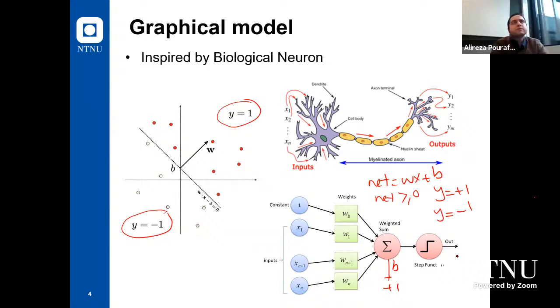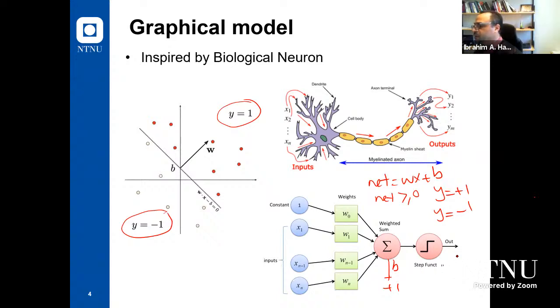A step function here will give you a clear decision, yes and no, for example, right? But maybe someone else is interested in probability, right? So I want to know the probability that this example belongs to this class. In this case, I cannot use a step function, because the step function will just give you a clear decision, yes and no. So I need to replace the step function with maybe sigmoid, because the output of the sigmoid will be a number between 0 and 1. So in this case, I will have the probability that this example belongs to this class.